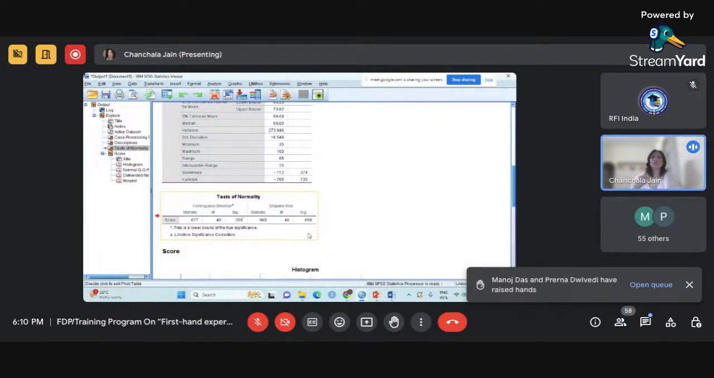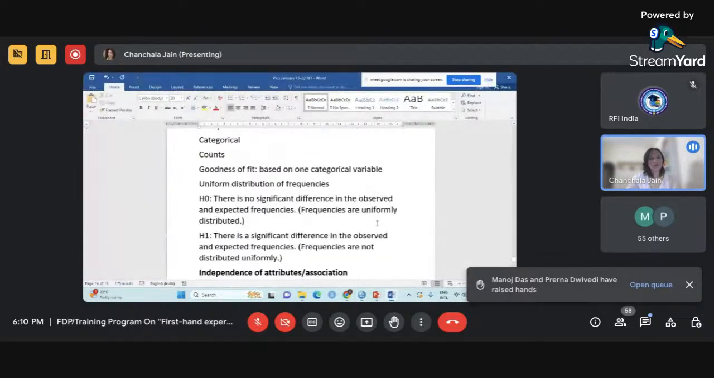I'm not asking you what is the hypothesis or the meaning of hypothesis. I'm only asking what can be the hypothesis for the Shapiro-Wilk test. I think you are not able to recall. I have told you this. If not, you can write down this hypothesis. The hypothesis for the Shapiro-Wilk test will be that the variable is normally distributed. This would be your null hypothesis.